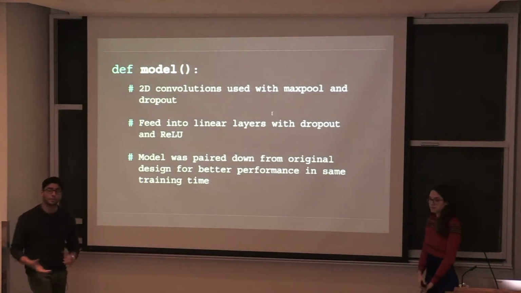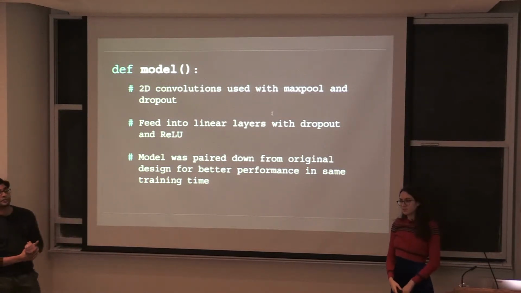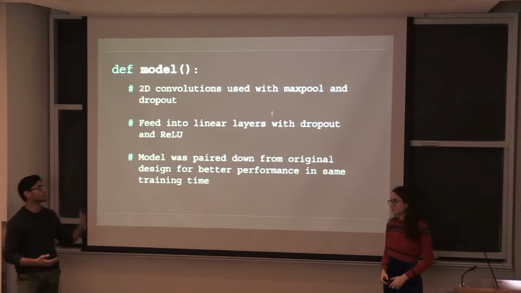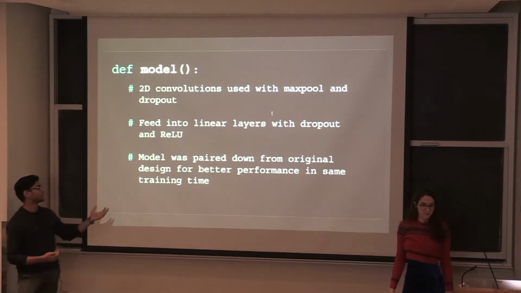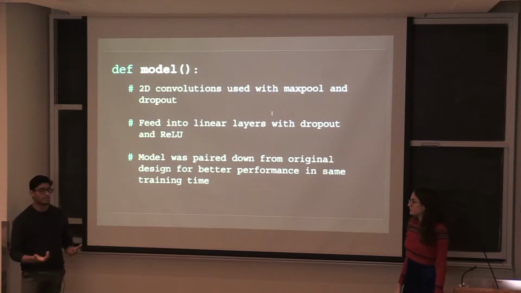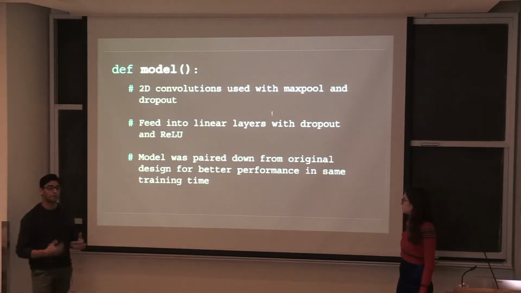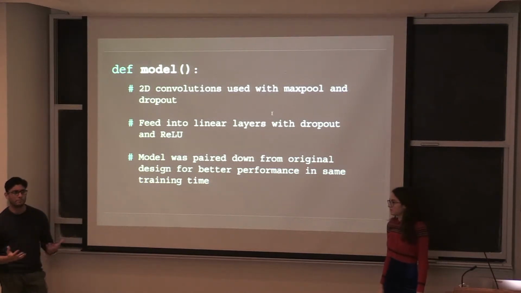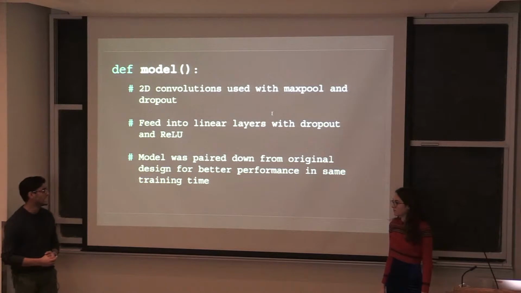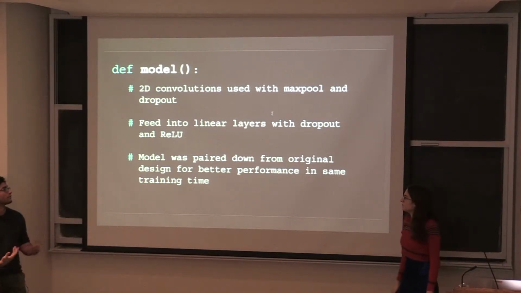So our model is a convolutional neural net because this is the task of image classification, which consists of 2D convolutions at first with max pooling and some dropout to reduce overfitting. We feed those into some linear layers with ReLU activations to eventually output into our classes. Our model is actually pared down from our original design, because we found that the larger model wasn't actually training at all in about 45 minutes of training, and that our smaller models were training and had fairly good results for the time that we trained them.